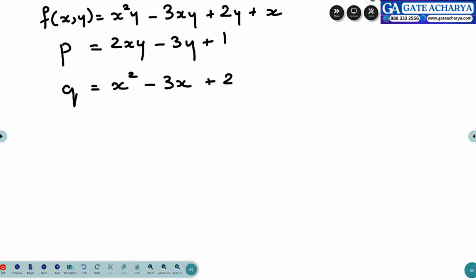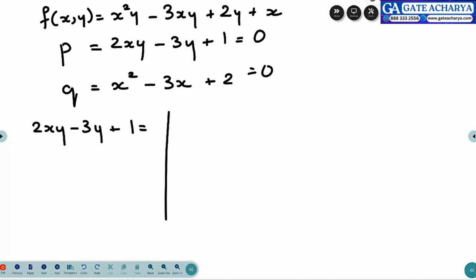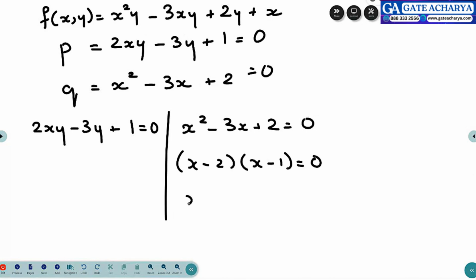So the first process is what? Take this value equal to what? Now how to solve this: I always solve this simultaneously. That is, I draw a line and solve side by side. So 2xy minus 3y plus 1 equal to 0, obviously. And x square minus 3x plus 2 equal to 0. From this, what are the points that I'm going to get? So x equal to 2, x equal to 1.